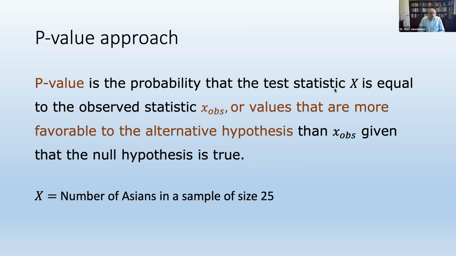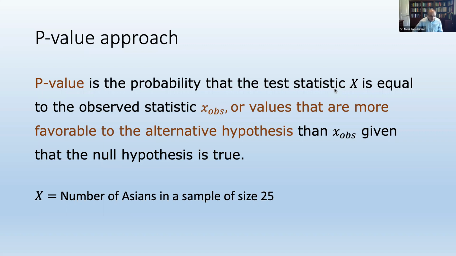You have seen definitions of p-values in one way or the other. And so p-value, here is one definition. P-value is the probability that the test statistic X, in our case, the number of counts, is equal to the observed statistic, in my example, 8, or values that are more favorable to the alternative hypothesis than the X observed, given that the null hypothesis is true. And so X here again is the number of Asian students in a sample of size 25.